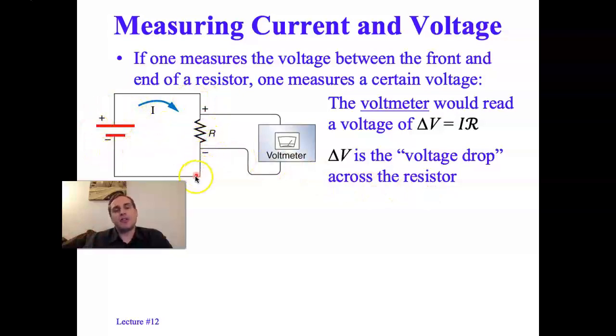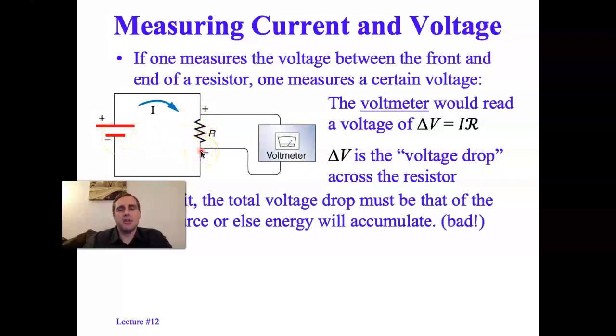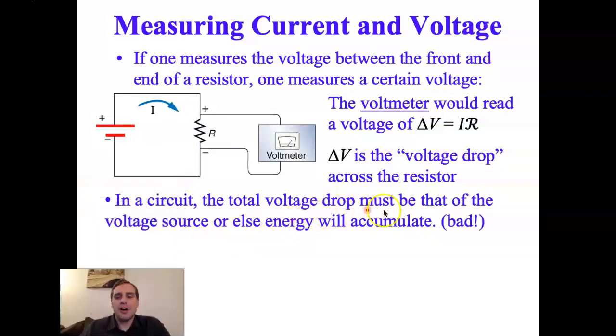Now, the only reason the charges keep moving through here is because they have inertia, but they flow through the device, but then they lose their potential energy. Okay? So, in a circuit, the total voltage drop must be that of the voltage source, or else energy will accumulate each time that the charges go around. That's bad. It's bad because if you went around multiple times, you'd build up energy. You could cause a device to explode.